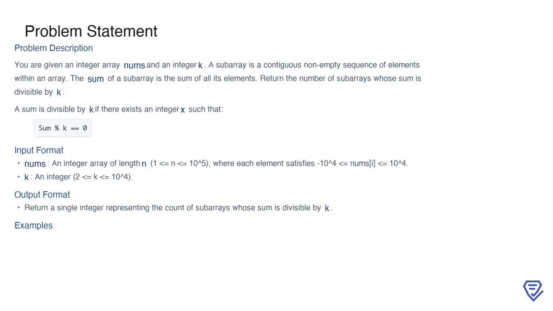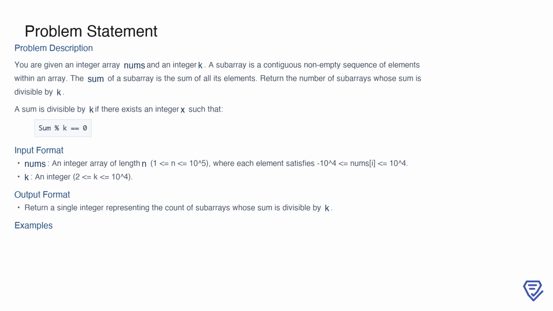In this problem, we are tasked with finding the number of subarrays within a given integer array, nums, whose sums are divisible by a given integer k. A subarray, as a reminder, is a contiguous sequence of elements from the array, and it must contain at least one element. The sum of a subarray is simply the sum of all the elements within that subarray.